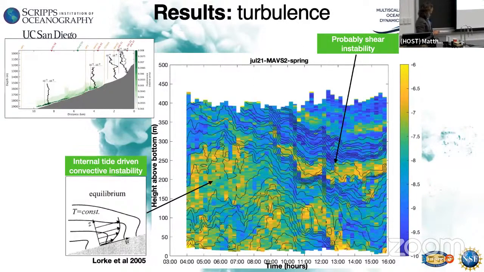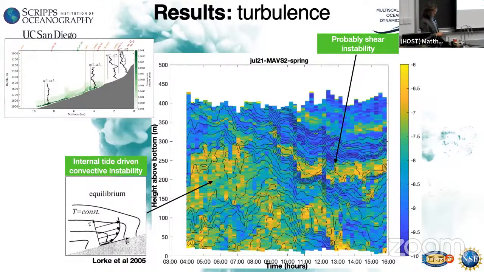The other part of this that's actually really cool is that typically microstructure profilers, as I said, do have to go slow. This is falling down through the water at about half a meter per second, and that takes some time. But because we're not waiting to come all the way back up to the surface, we're saving so much time. And a lot of microstructure is done statistically.